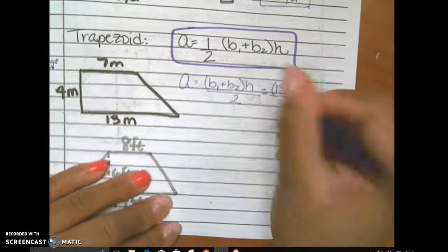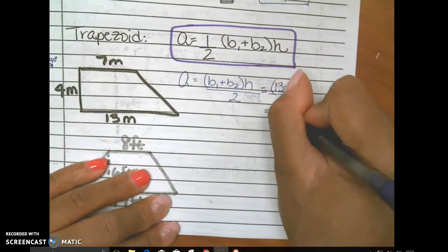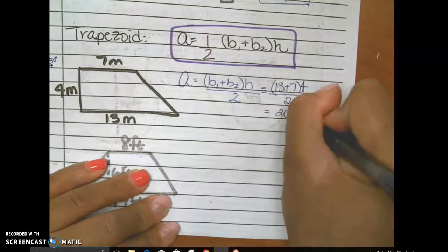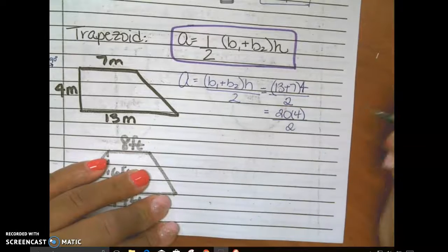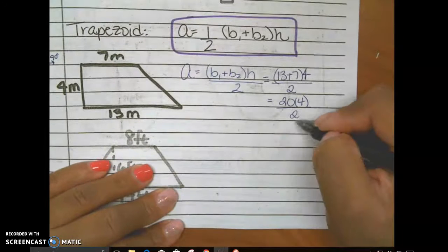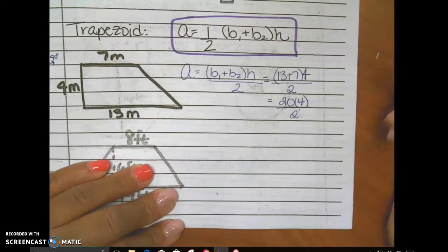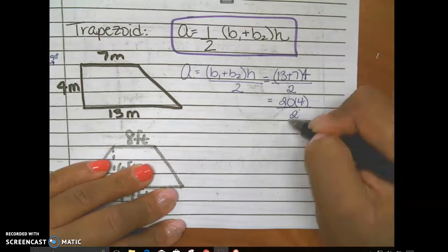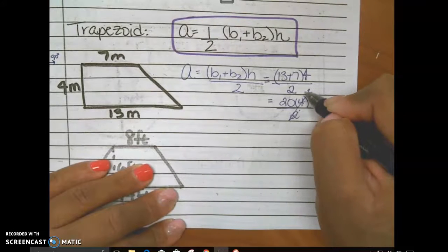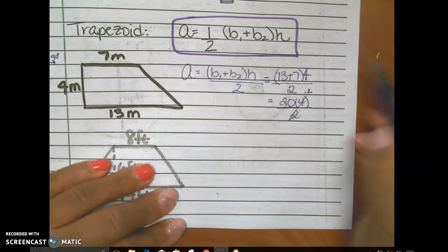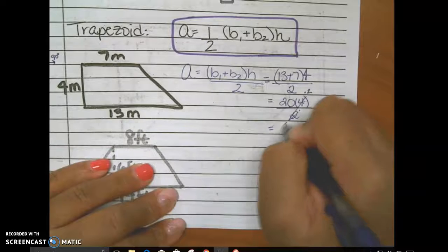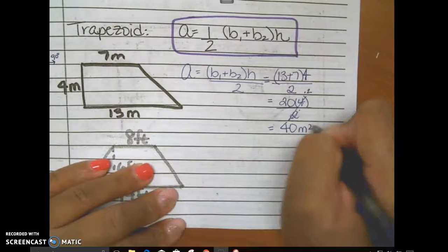Now, 13 plus 7 we said was 20, times 4 is 80, over 2. Let me show you a trick. Simplify. What's 4 over 2? 2. Cross this out. I'm left with 2 times what? 2 times 20 is 40 meters squared.